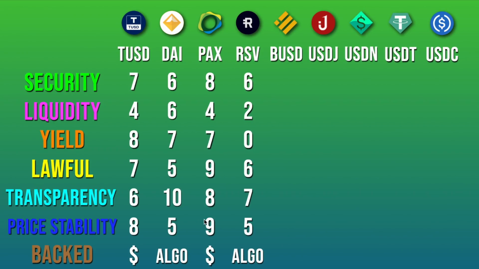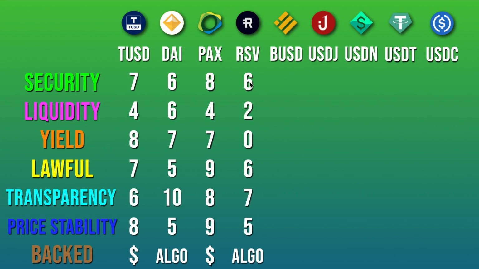Then Reserve. And this was a little bit of a surprise. The numbers are actually quite low here. So security is 6, because Reserve is actually backed by a basket of stable coins. So it has USDC, USDT, I think Pax was there, and TUSD was there, at least DAI was there as well. So when you hold RSV, you actually hold all these coins together, and that creates this massive risk on top of risk situation. That's why I put the security as 6.